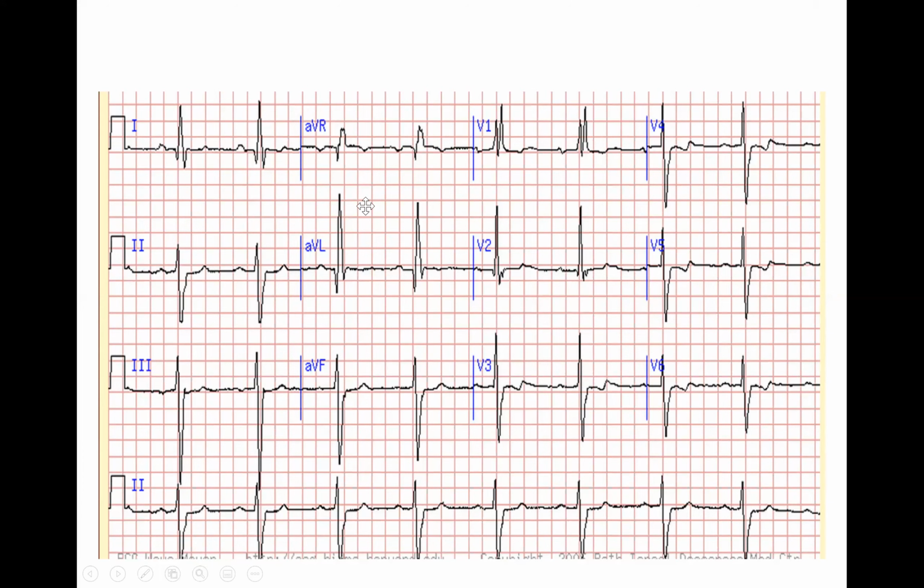Can I say something, Dr. Tarek? Please. We can also see in this ECG the aVL criteria of LVH, and also if you see V1 and V2, it goes with right ventricular hypertrophy. Most probably this patient has right ventricular hypertrophy. Okay, thank you very much.